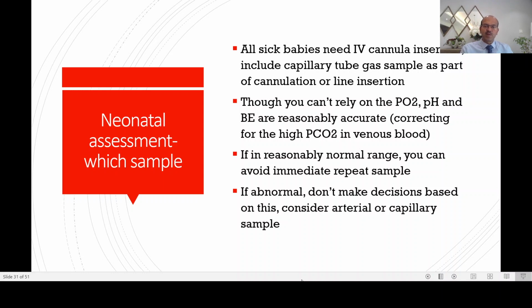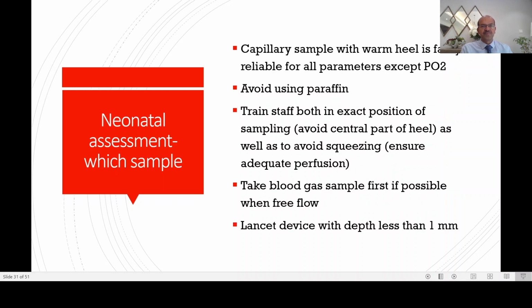If it is reasonably normal, you can avoid immediate repeat sample. However, if it is abnormal, do not make decisions based on the venous sample, and you should repeat an arterial or a capillary sample before you make a decision to ventilate or correct the acidosis and so on. So the venous gas is like a baseline on which you can decide the overall condition. If it's normal, it's okay. If it's abnormal, you need to repeat to confirm with the appropriate sample.